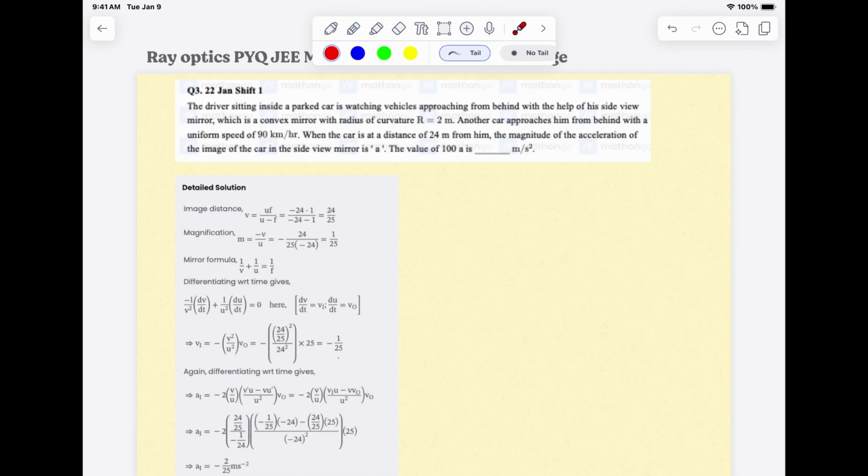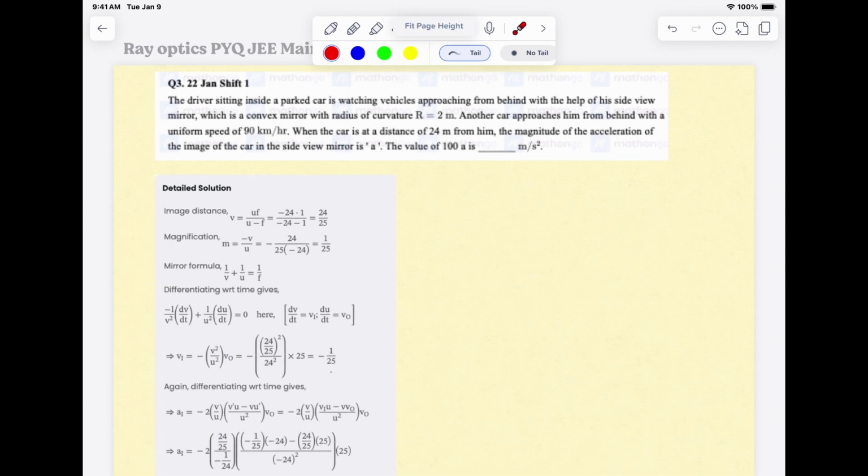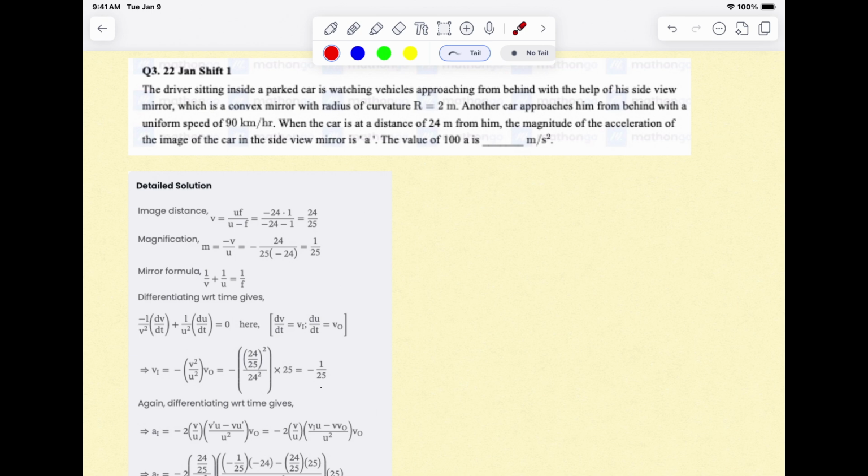In the year 2025 JEE Main, there was a question on the chapter ray optics as given here. That question is given here. It is supposed to be a very tough question, both concept wise as well as time consuming wise also, and therefore now here I'm going to discuss our solution of the question.